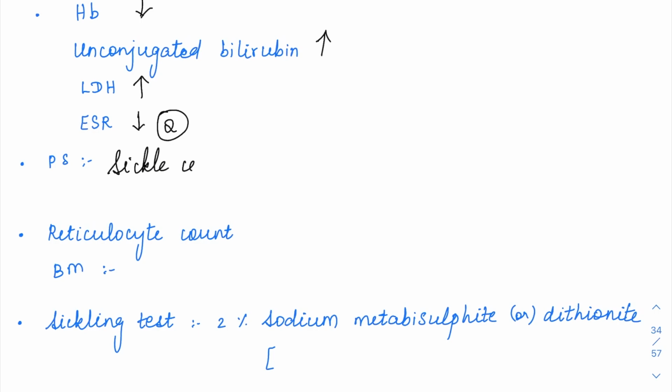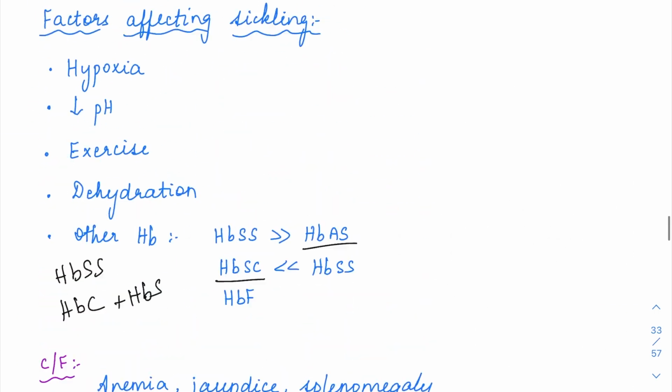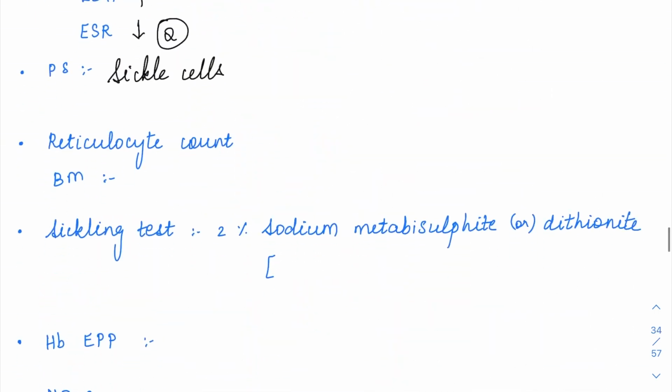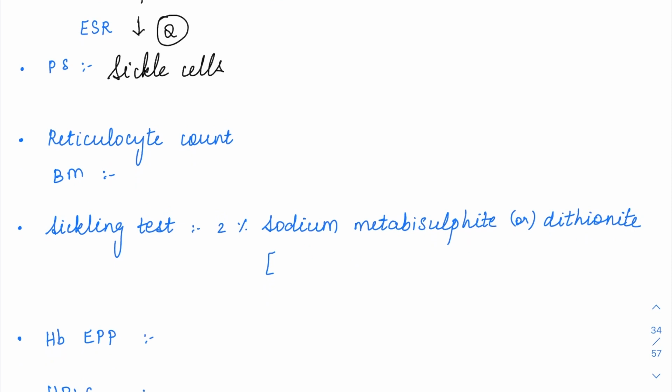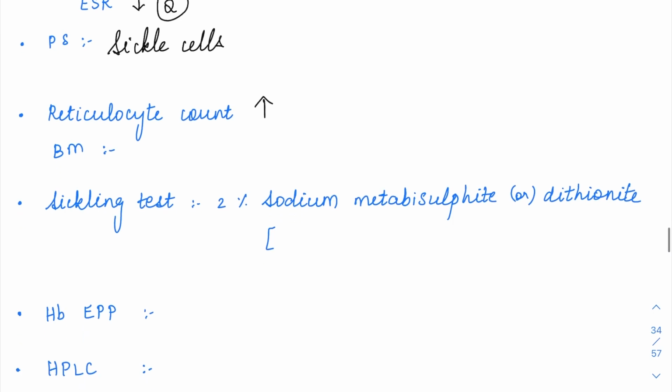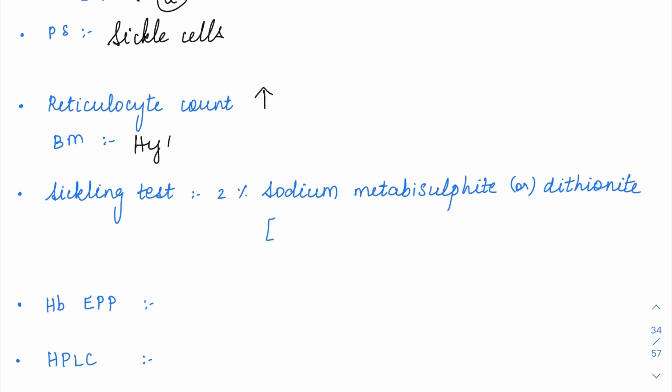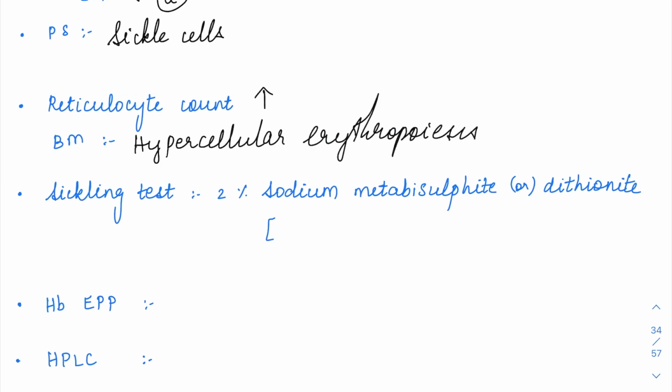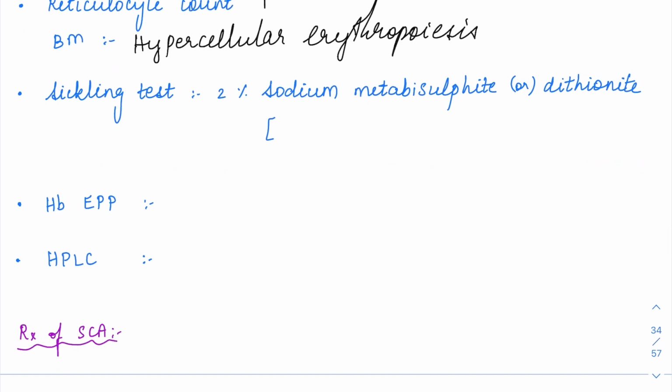Then in the peripheral smear, if you see, there is going to be presence of sickle cells. And then the reticulocyte count, in any hemolytic anemia the body will try to increase the production, so the reticulocyte count is going to be elevated. And the bone marrow is going to be hypercellular, obviously. Hypercellular erythropoietic precursors, hypercellular erythropoiesis is going to happen.